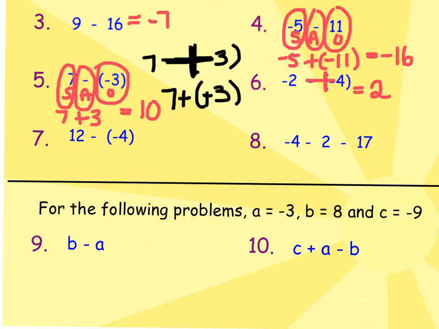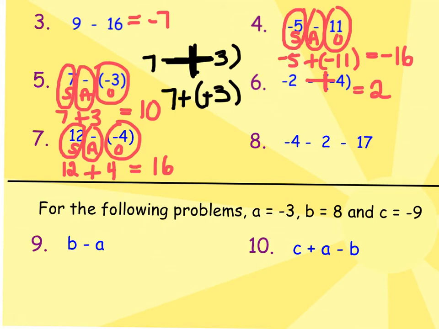Moving on to number 7. 12 minus -4. Once again, we have a bloop bloop in the middle. Now, if you don't recognize that you have a bloop bloop situation, you can just use SAO and it ends up being the same exact thing. Watch. S means 12 stays the same. Change the subtraction to addition. And the opposite of -4 is +4. See? Bloop bloop ends up being a plus. 12 plus 4 is 16.